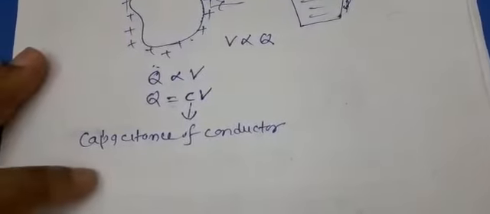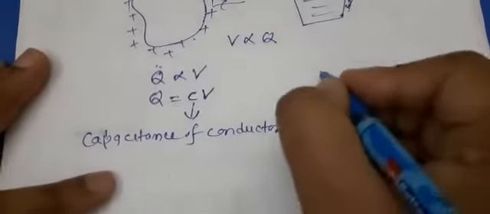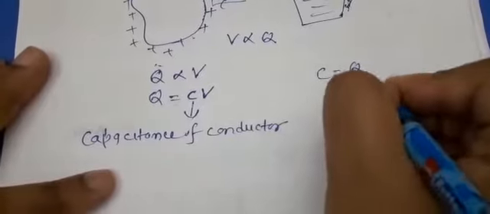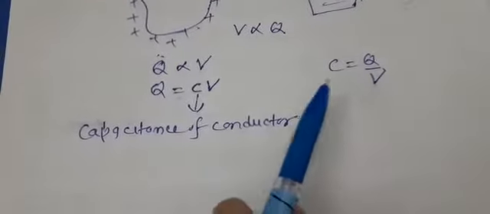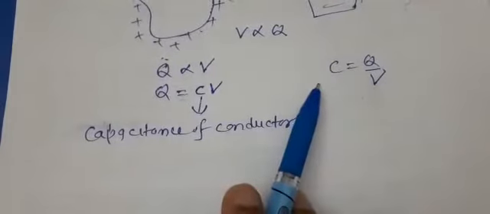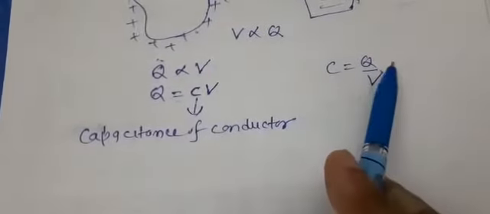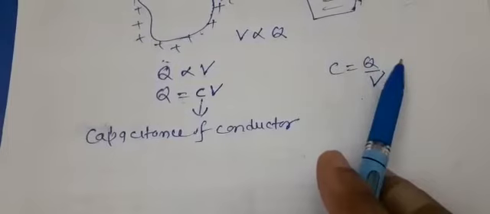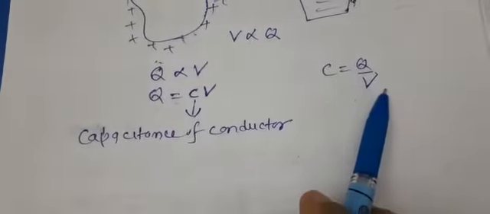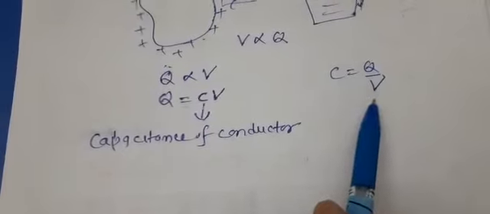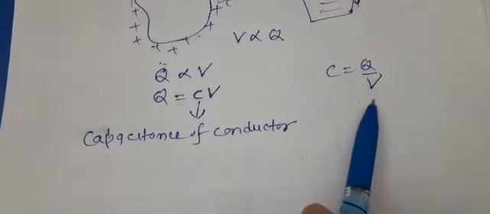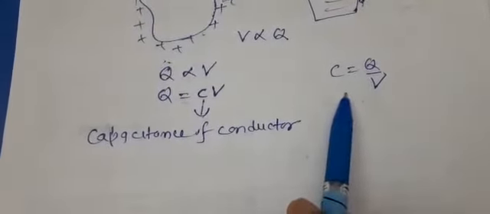This is constant. Here what we are measuring. So C is given by Q upon V, charge per unit potential. So capacitance of a conductor is defined as the ratio of charge given to the conductor to the rise in its potential. Whatever charge is given, it will raise its potential. So this ratio, Q upon V, is taken as capacitance.